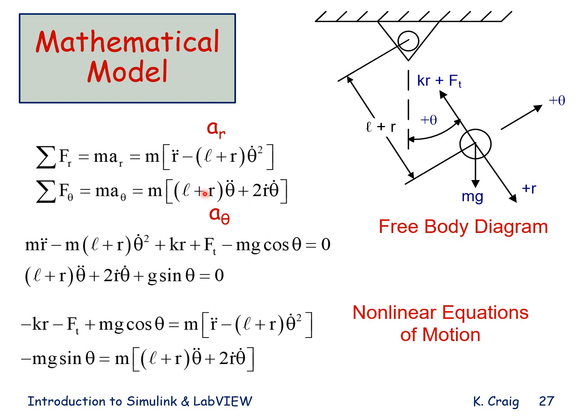In the theta direction, we have what is called tangential acceleration. This is L plus r times the second derivative of theta with respect to time, plus 2 times the first derivatives of r and theta with respect to time. And this is what we call Coriolis acceleration. So we don't need to know what physically these represent, and we don't need to derive these at this time in order to use these in our mathematical model.